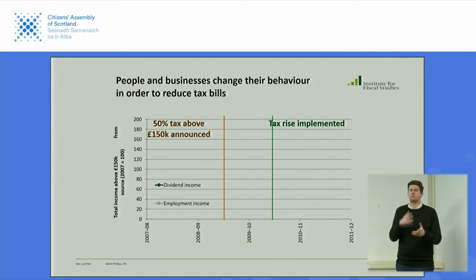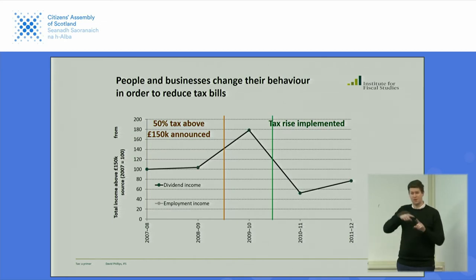And what happened to these incomes? Two sorts of incomes I'm going to show you: dividend income that people get from their businesses, and the income people get from employment, so from jobs. And dividend income, you can see, look, it's this big massive spike. People took all the income out of their companies before the tax came in, and it drops off a cliff afterwards. Employees, maybe a little bit of an effect, but not much. Now, why am I showing you this?